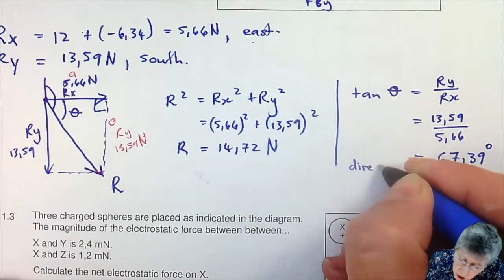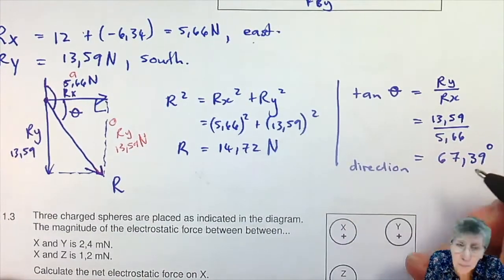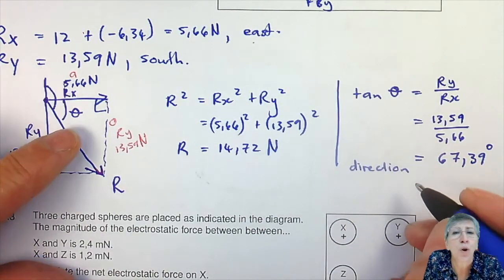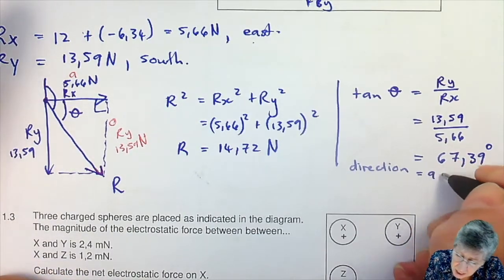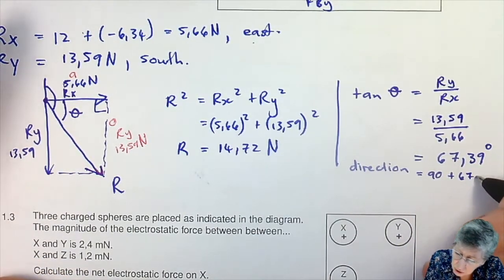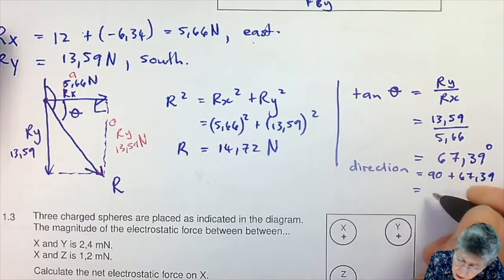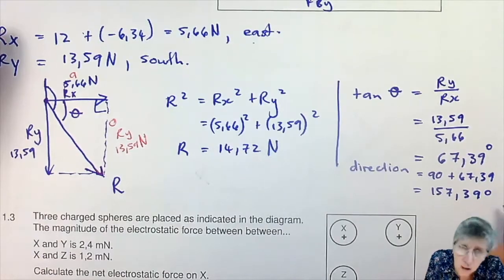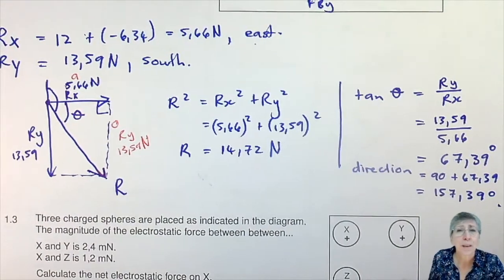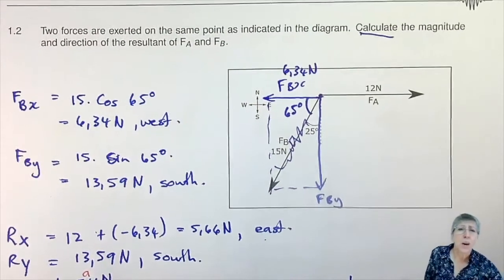What is the direction I'm looking for? The direction must be from north clockwise, right? So the direction will be 90 plus that 67,39, and I end up with 157,39 degrees, right? So quite a long way to go.